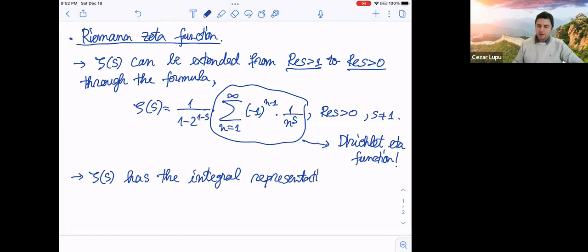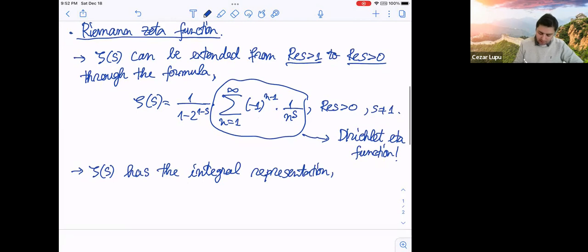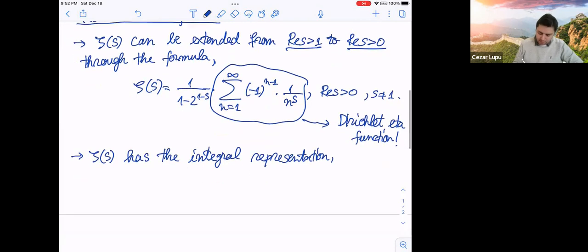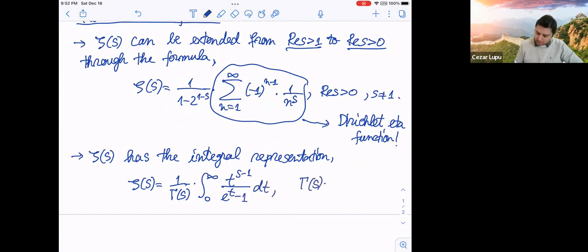And this is given in terms of the gamma function. It is the following: zeta of s is one over gamma of s times the integral from zero to infinity of t to the power s minus one over e to the power t minus one dt. Here, let me just mention that gamma of s is the classical Euler gamma function, which is just a generalization of the factorial.